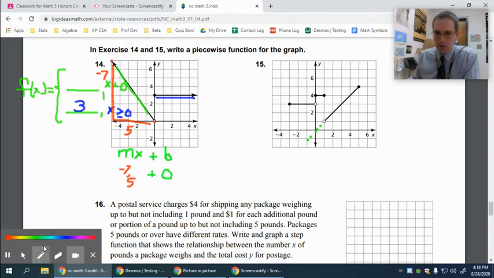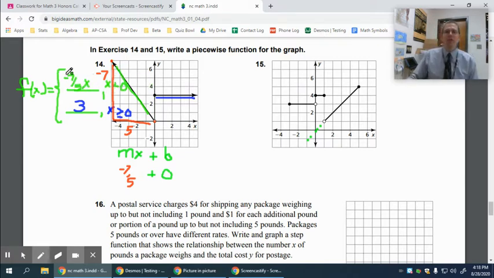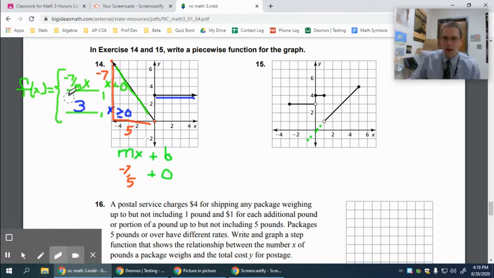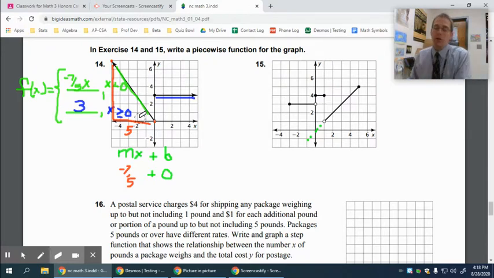Switching back to my green to write it in here to color code, I have -7/5 x. And I could put the plus 0, but that's totally optional. So that's the rule for when x is less than 0, and 3 for when it's greater than 0. You do not have to color code, but I've had several students in the past say that it is helpful when they color code their piecewise functions so they can see which part of the graph goes with which part of the function. It just helps with their understanding.